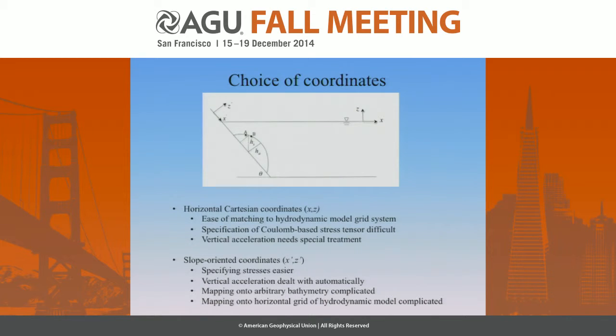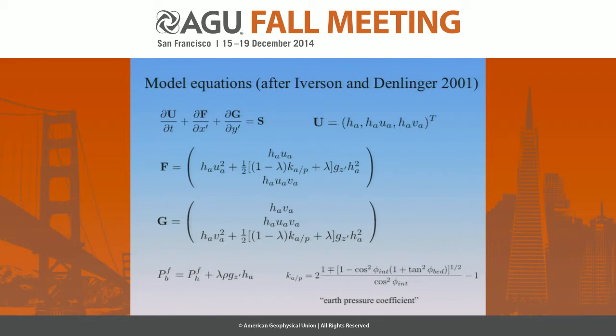So our preference in the long run is to stick with the horizontal coordinate system used in the hydrodynamic code, but because of their simplicity, the results I'm going to show today are based on slope-oriented coordinates over a simple geometry. The model equations, again, are formulated using the Coulomb friction theory and essentially the simplifications that are described in Iverson and Denlinger, and I'm not going to go too much into that.